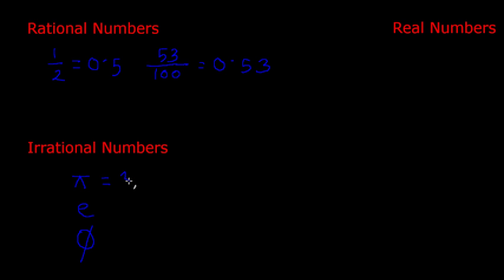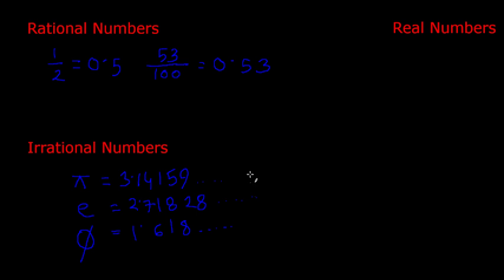so the number pi is 3.14159, and this will go on forever. There is no stop to it. And then the golden ratio is 1.618, I think, and then it goes on forever. And then for Euler's number, it is 2.71828, and then that goes on forever.